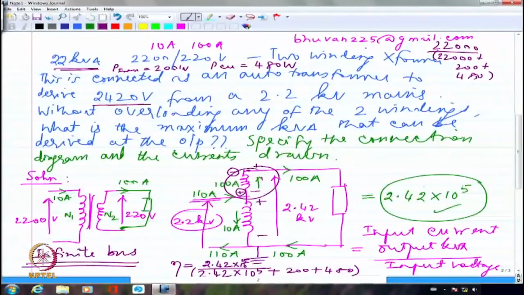That leads us to the polarity test. Let me tell you that also. Polarity test, let me try to tell you a little bit. So let us say I have a transformer like this.